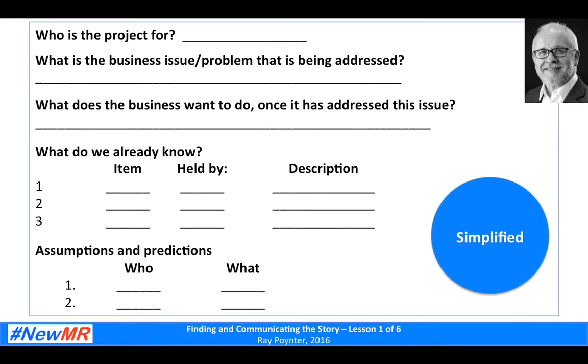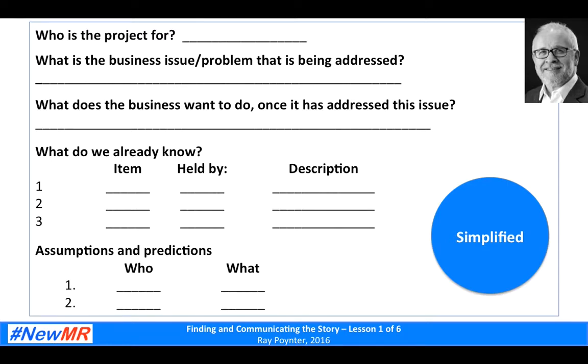So here is an incredibly simplified version of a framework. We would get the teams to say, well, who is the project for? And even that's a detailed question, because their first response might be the insight manager, but actually it might not be for the insight manager, it might be for the brand manager, or it might be for the brand manager's boss. What is the business issue problem that's being addressed? Then, what does the business want to do when it's addressed this issue? We need to document down: these are the things that they want to do. So we need to make sure that we have provided some answers that match up to not just the problem, but the actions that need to be taken.